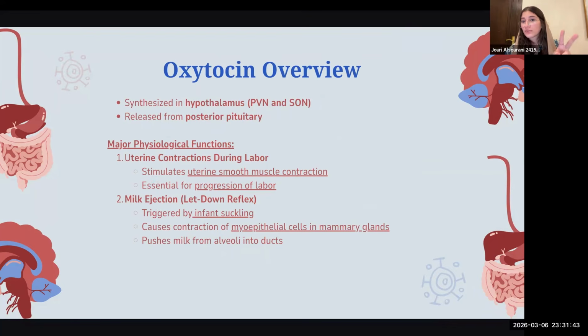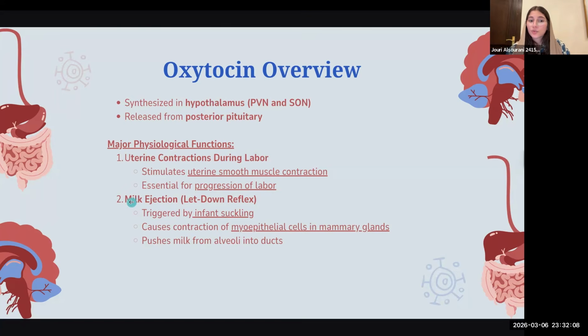Oxytocin has two main physiological functions. The first is that it will stimulate the smooth muscle of the uterus, the uterine lining, to contract during labor. So when someone is in labor, oxytocin is what will stimulate the uterine contractions, and this is very important for the progression of labor.